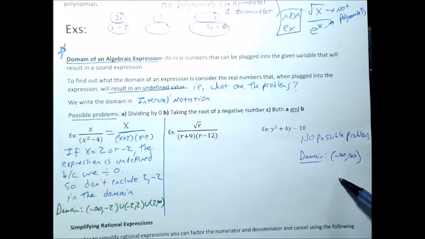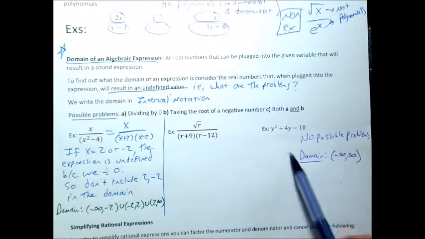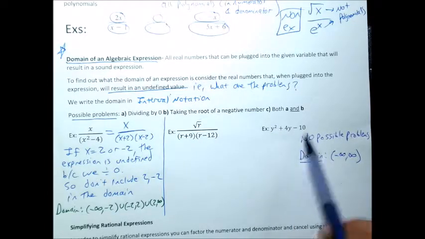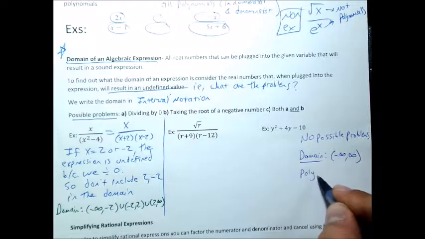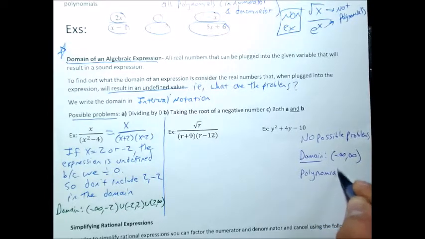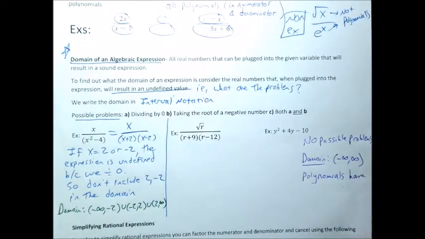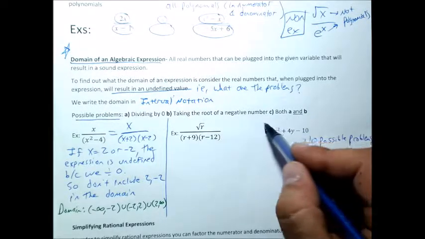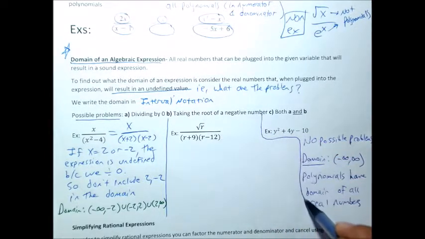And the reason I wanted to put this down, not just to show you that some have domain minus infinity to infinity, but to also write down that the reason it has that domain is because it's a polynomial. And so a fact about polynomials is that they have the domain of all real numbers. So polynomials have a domain of all real numbers. So you can plug any number into a polynomial. So that fits very nicely into what we did in the last section, which was talking about polynomials. So any polynomial, you can plug any number into it.